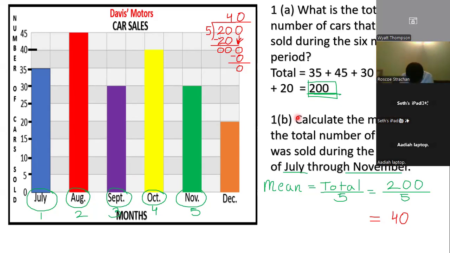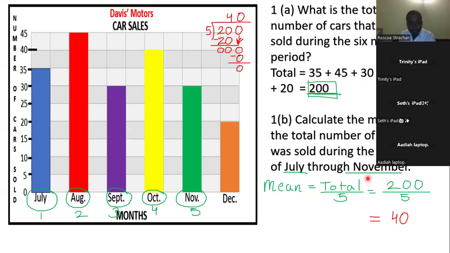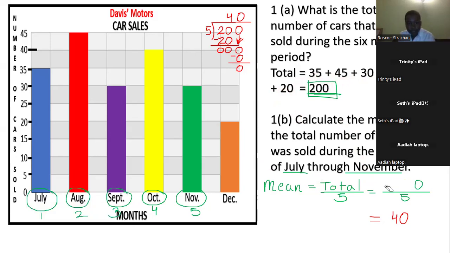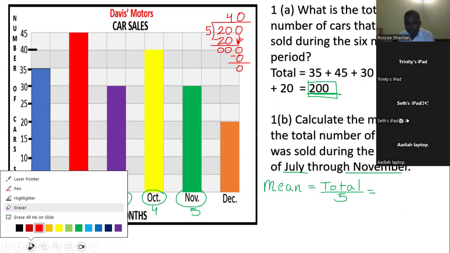So we take the total. What is the total? When you say total, are you adding up all the 5 months? Yeah, that's exactly what we did up here. Or did you add up all 6 months? True, I did. So that's not supposed to be 200. It should be 180, because we're not supposed to include the 20. That's a good point.